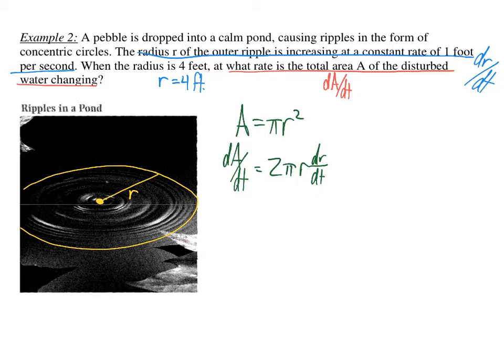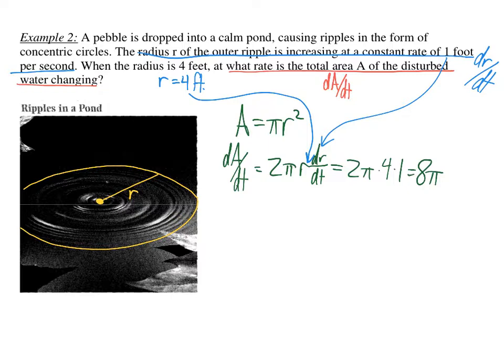Okay? Now we just plug it in. All right? We take this constant rate of 1 foot per second, and we plug that in for dr/dt. We plug 4 in for the radius. And we get 2 pi times 4 times 1, so 8 pi.